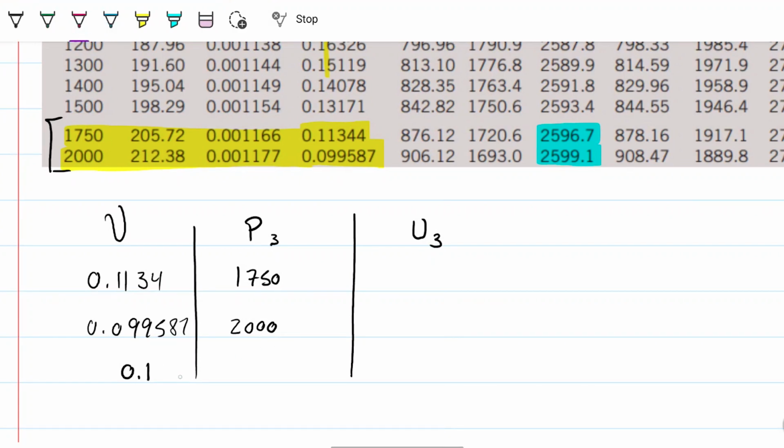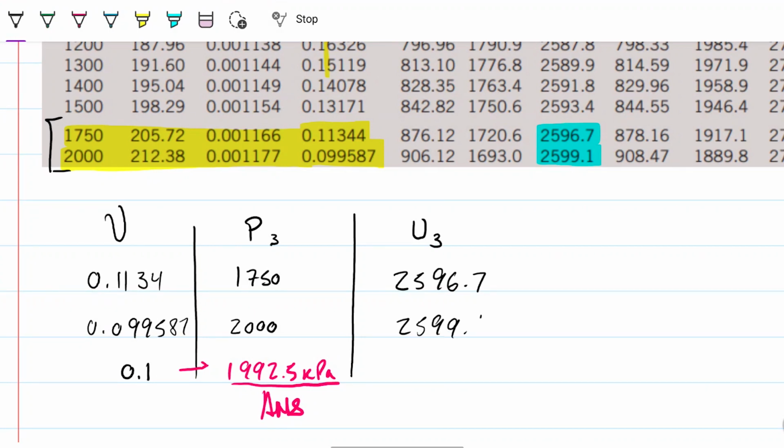So if you do the interpolation, this turns out to be 1992.5 kilopascals. And that, by the way, is one of the answers we're after. And on this side here, I forgot to put these values. This is 2596.7, and this is 2599.1. So not a lot of margin here to change, but what we get out of this is 2599.0. Okay, and that will be our U3.